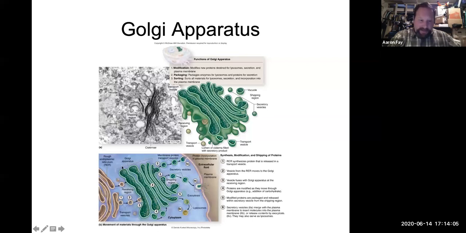So take a zoom in here, and you can see the cis face of the Golgi receiving vesicles filled with proteins created in the rough ER that get sent to the cis face, the side that's facing the nucleus. It will go from one pancake to another, where you can have modification and packaging and things like that. And then eventually it will be sent to a vesicle, which is then sent to wherever it needs to be.